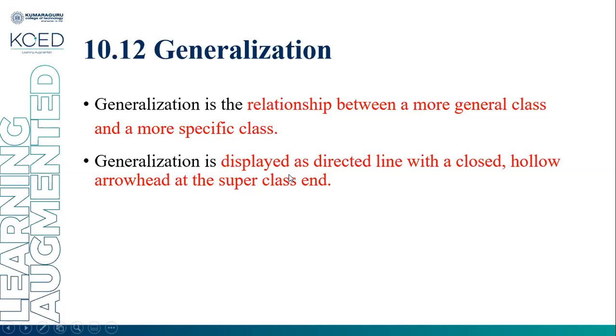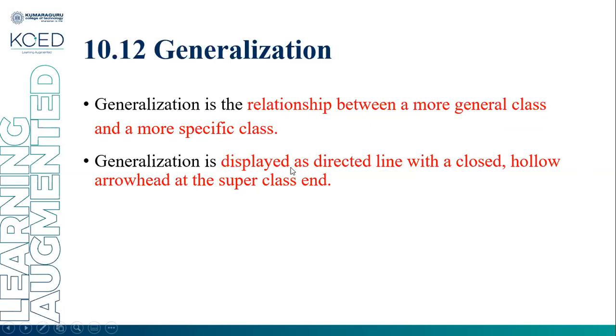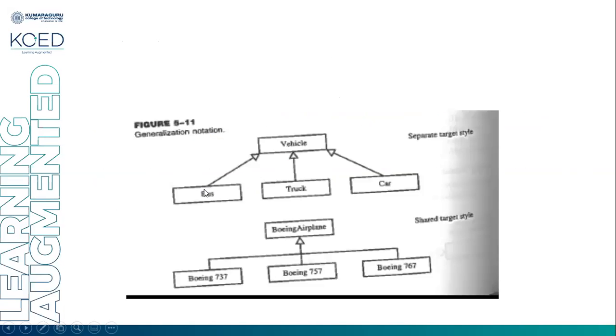The next one is generalization. Generalization is a relationship between more general classes and more specific classes. Generalization is displayed directly by a line with a closed hollow arrow at the superclass symbol. This is the hollow arrow symbol. Vehicle is a superclass. The line emanates from the subclass and touches the superclass, and then we have a hollow arrow symbol.